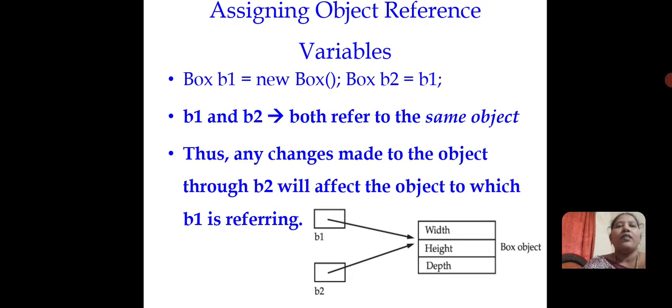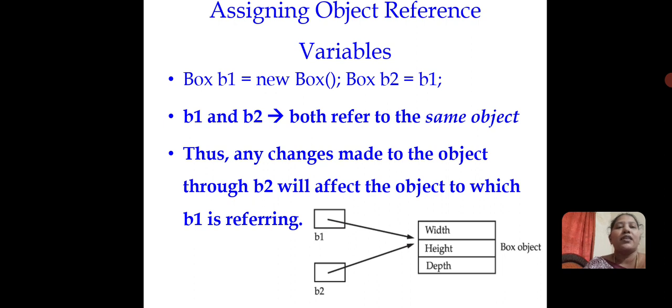So how do you assign object references to variables? Object reference variables. For example, you have Box b1 = new Box(). This means you are creating an object named b1 for the class Box, and in the next line, Box b2. So b2 is also an object, and for that object, instead of creating it new, you are assigning the reference of b1 to b2. Therefore b1 and b2 will be pointing to the same Box object.